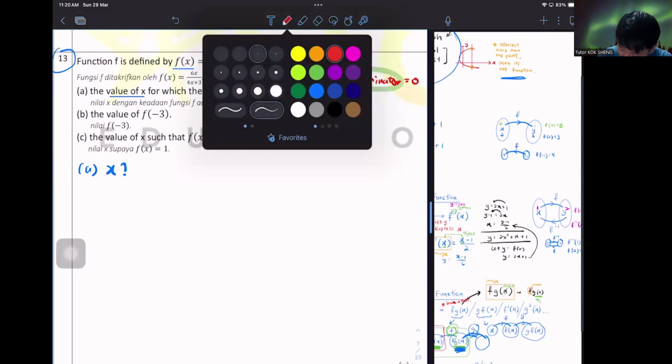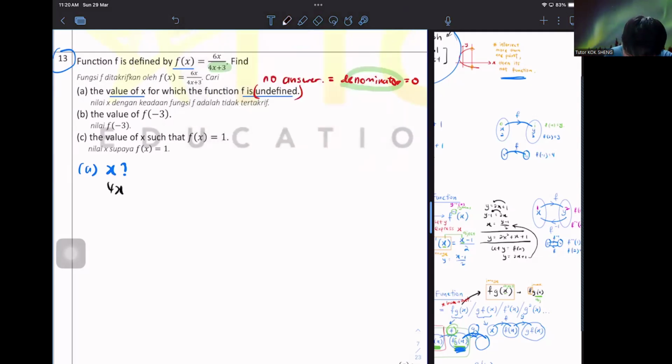Okay, so let's take the denominator equal zero. Then we can find x already. Plus 3 bring over, minus 4 bring over, divide.